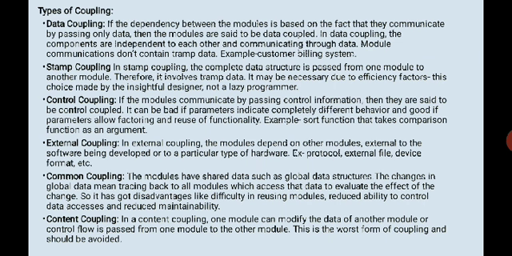The last is content coupling. In content coupling, one module can modify the data of another module, or control flow is passed from one module to the other module. So how the control flows from one module to the other module, and this is the worst form of coupling and should be avoided at all.